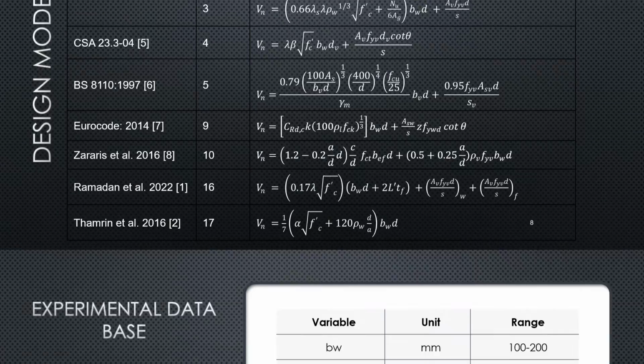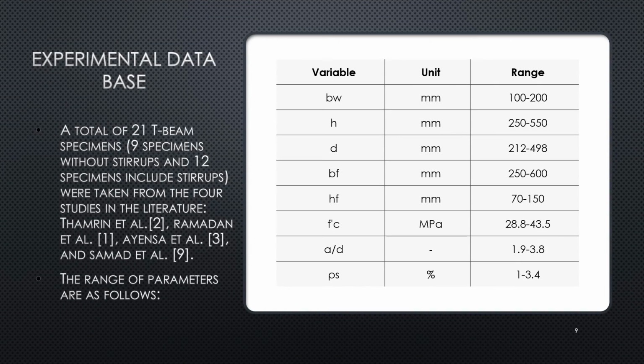Experimental database. A total of 21 T-beam specimens were assessed in this study. 9 specimens did not include any stirrups and 12 specimens included steel stirrups. These specimens were taken from 4 studies in the literature: Thamrin et al., Ramadan et al., Ayanza et al., and Samad et al. The range of the parameters can be seen here from this table.